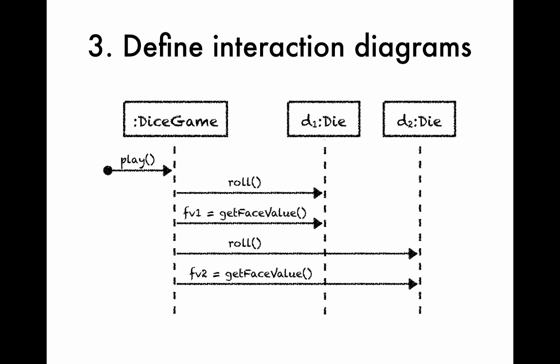Next, we define interaction diagrams for the concepts. We do this by looking at each use case and trying to turn it into a sequence diagram. This slide shows the sequence diagram that we come up with based on the use case in our example. A dice game object will include a method called play. The play method calls the roll method for the first die and then gets the resulting face value. Then it does the same thing for the second die. Once it has those 2 values, it can determine whether the game is won or lost.